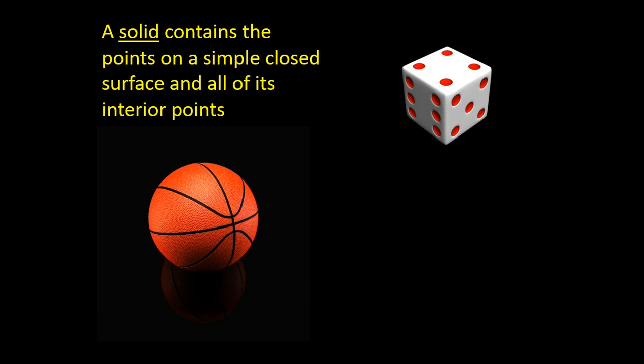A solid contains all the points on a simple closed surface and all of its interior points. So in this case, the die is a solid because all of the material inside the die is the same as the material on the faces of the die. But the basketball is not solid because inside the basketball there's air. There isn't more of the material that makes up the exterior of the basketball.